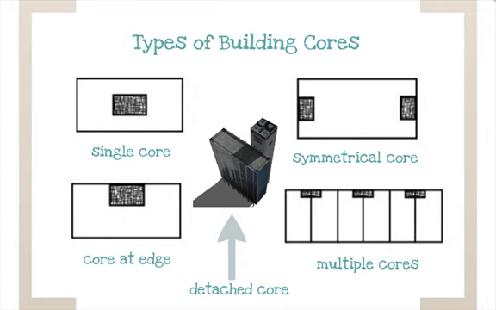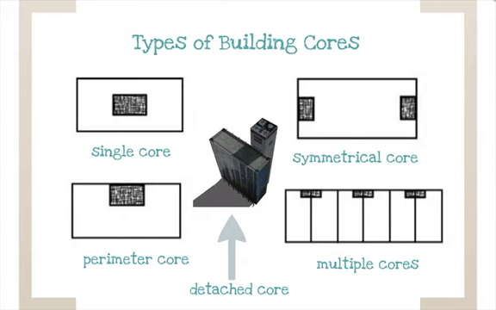We have the central core, or a single core, that's located in the center of the building. This is the most frequently used. It provides the maximum amount of unobstructed rentable area. It also allows for shorter wire and pipe runs and more efficient air distribution.